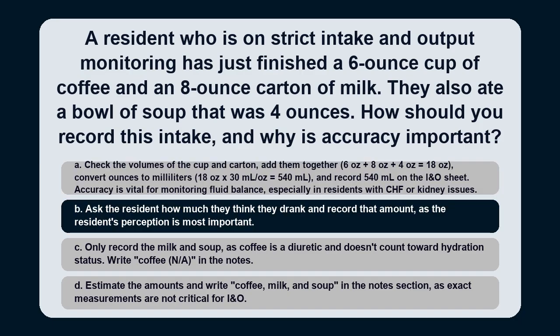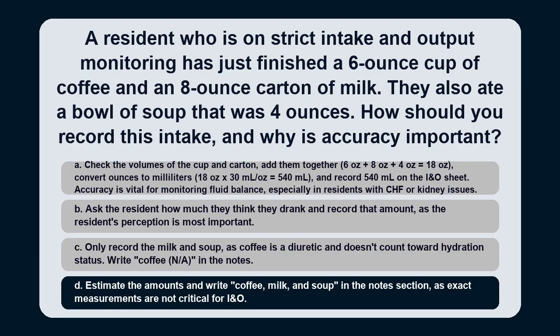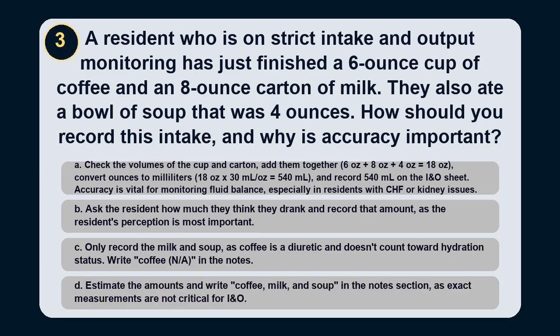Option B. Ask the resident how much they think they drank and record that amount, as the resident's perception is most important. Option C. Only record the milk and soup, as coffee is a diuretic and doesn't count toward hydration status. Write coffee, not applicable, in the notes. Option D. Estimate the amounts and write coffee, milk, and soup in the notes section, as exact measurements are not critical for I&O.